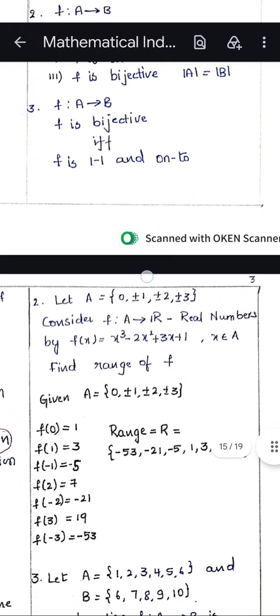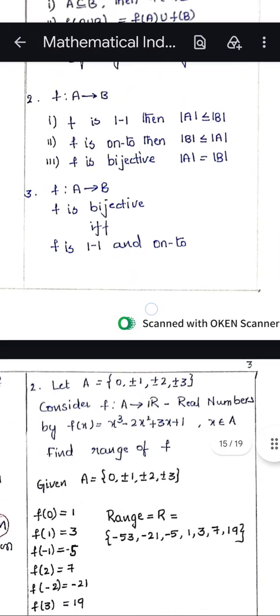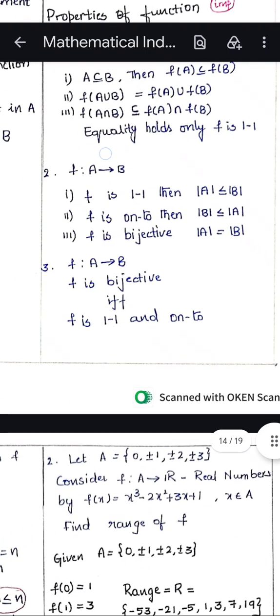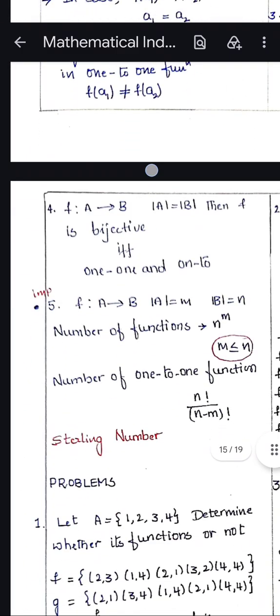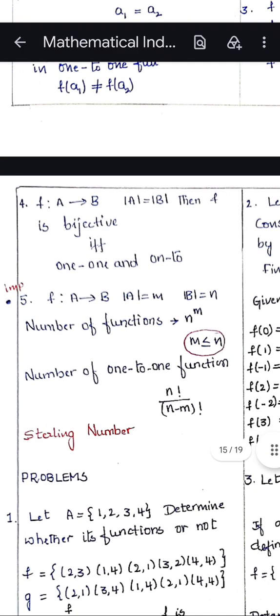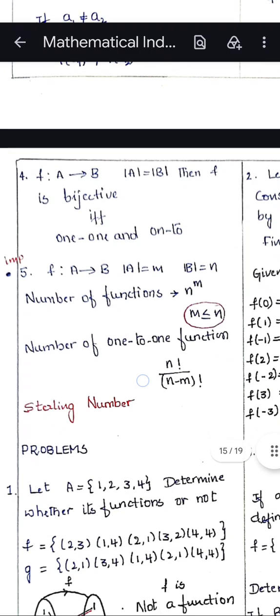Then for bijective, mod A is equal to mod B. f from A to B is bijective if and only if f is one to one and onto. Then if we have a function A to B with mod A equals mod B, then f is bijective if and only if it is one to one and onto.